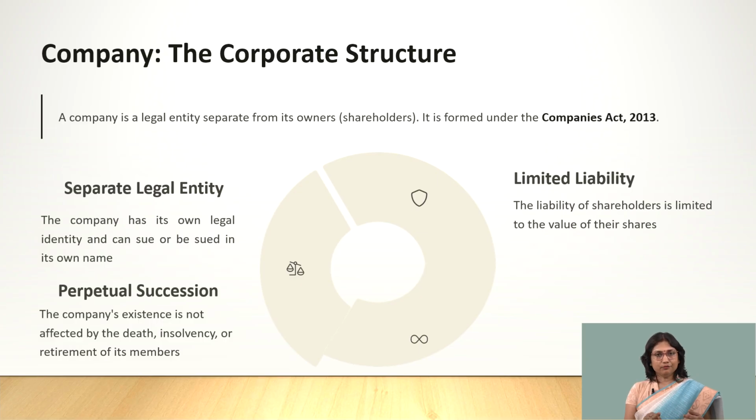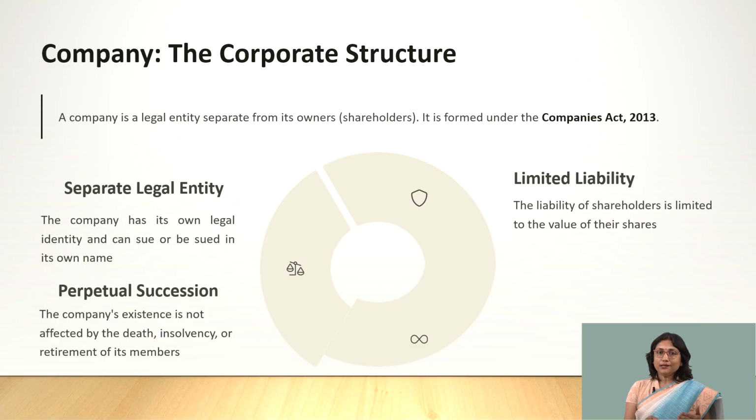Earlier the act was 1956, but it was amended and a new act was passed in 2013. So every working, every functioning is to be followed as per the norms and the regulations given in Companies Act 2013. So it has perpetual succession, means it is not at all dependent on the life or well-being or involvement of any of its members.